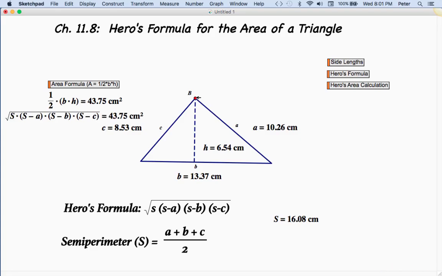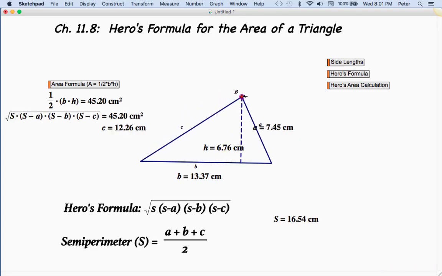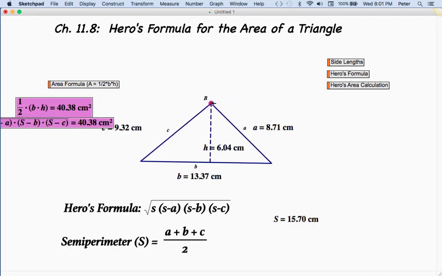And as you can see, no matter how I manipulate this triangle, the old formula that we've known since grade school and Hero's formula always remain the same.